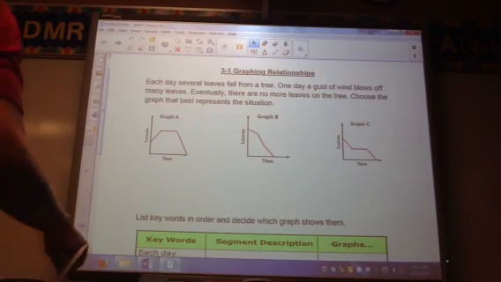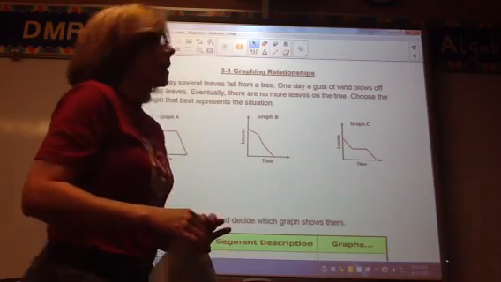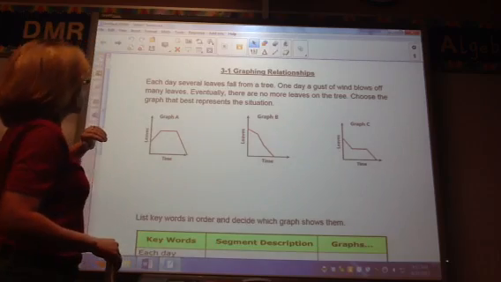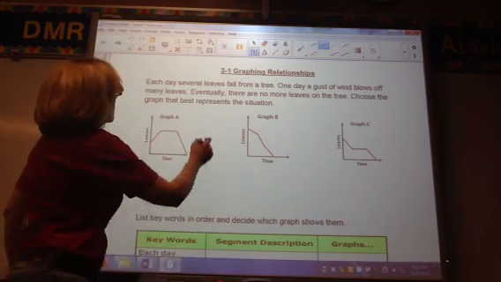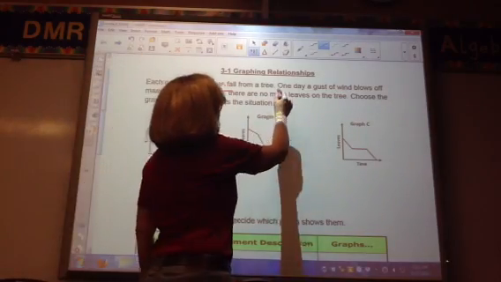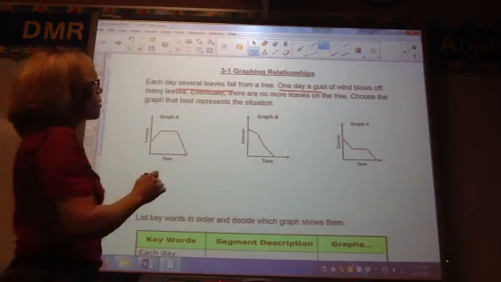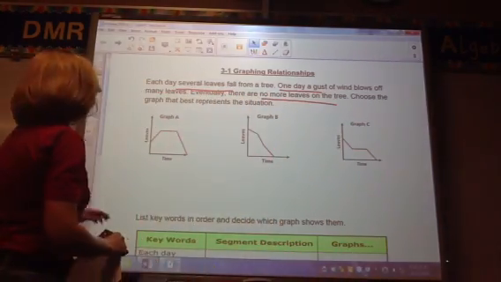Okay guys, today we're going to do Unit 3, Algebra Flipping of the Lesson, and it's going to be on graphing relationships. Okay, we're going to start out with an example of these graphs. Each day several leaves fall from a tree. One day a gust of wind blows off many leaves. Eventually there are no more leaves on the tree. Okay, so which one of these graphs represents this data?